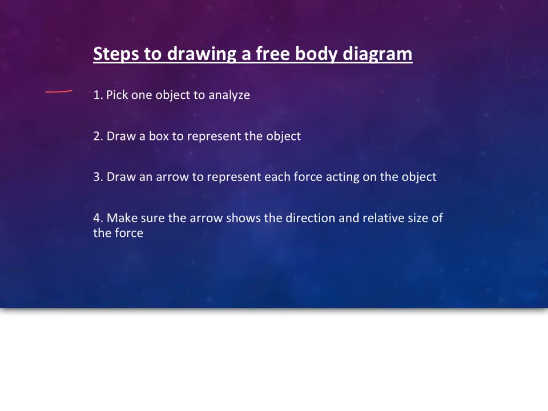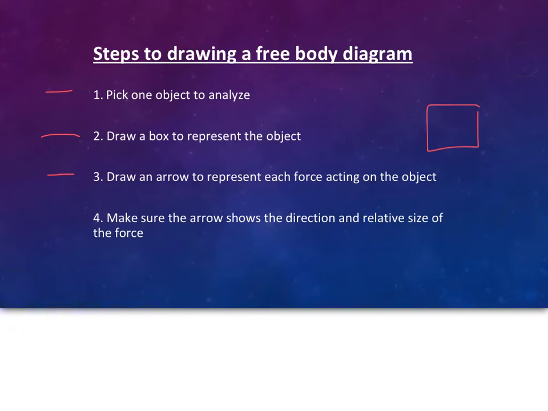In order to draw a free body diagram, we have to look at one specific object. When we do that, we're going to draw a box to represent that object. It doesn't have to be pretty, and if it's a car, for example, you don't have to draw a car, just a box will do. And then you're going to draw an arrow or a vector for each force acting on the object. And then you want to make sure that the arrow not only shows the direction, but the relative size of the force.